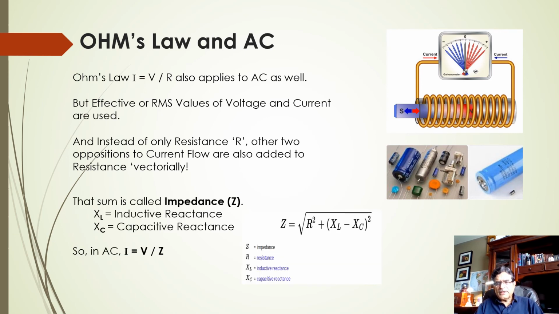So if we are using capacitors in circuits, which we do, those capacitors, because of their capacitance, also oppose the flow of current through them. So these two additional oppositions, the capacitance of the capacitors and the inductance of the inductors, the coils, are added in AC circuits to the resistance of the copper wire, and then the sum of those three values, and that sum is not a mathematical sum, it is a vectorial sum.